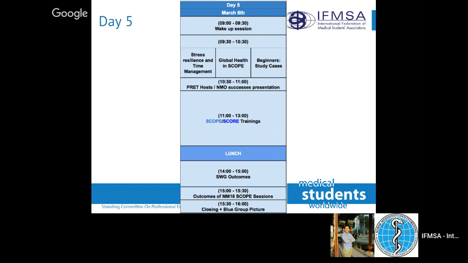We will have a stress resilience and time management training, then another training on global health in SCOPE for beginners. Then we'll have a session on case studies, where we will propose case studies based on real cases that participants will have to discuss and try to come up with a possible solution for.